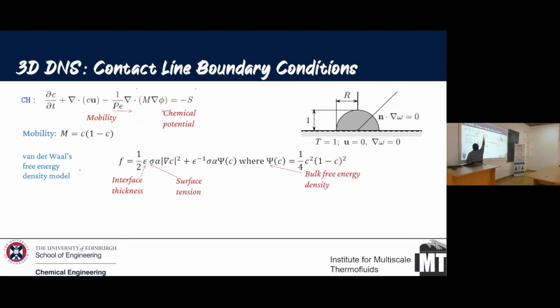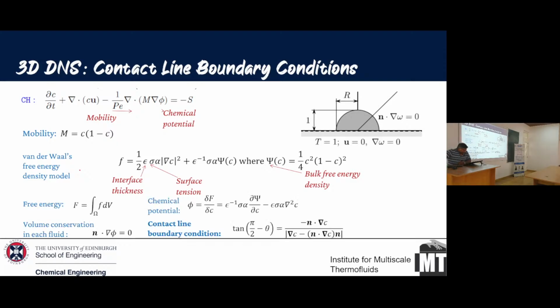You've got these parameters. I mentioned m, which is the mobility parameter. Phi is the chemical potential. And if you do a free energy balance, you actually back out your van der Waals equations for free energy, and you get surface tension. So you can back out surface tension. There is no problem. And as I mentioned, you can have a contact line boundary condition which looks like this. If you supply a contact angle theta a or theta r, based on that it will give you a contact line velocity.